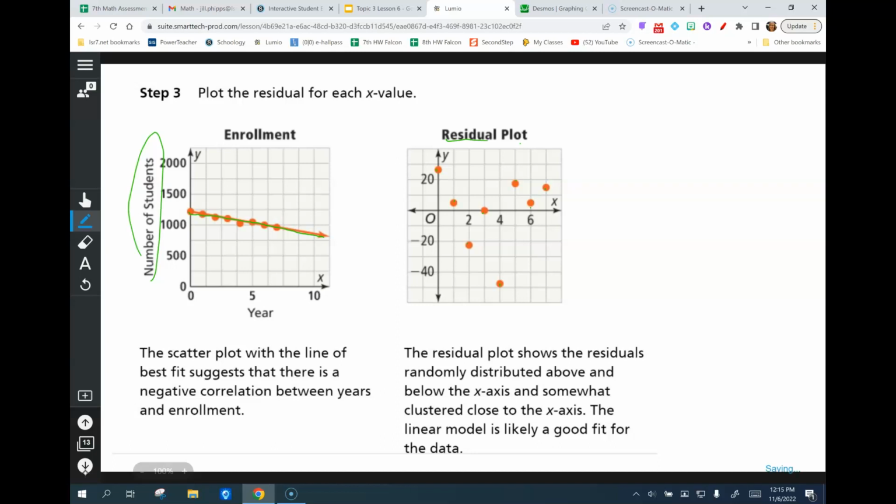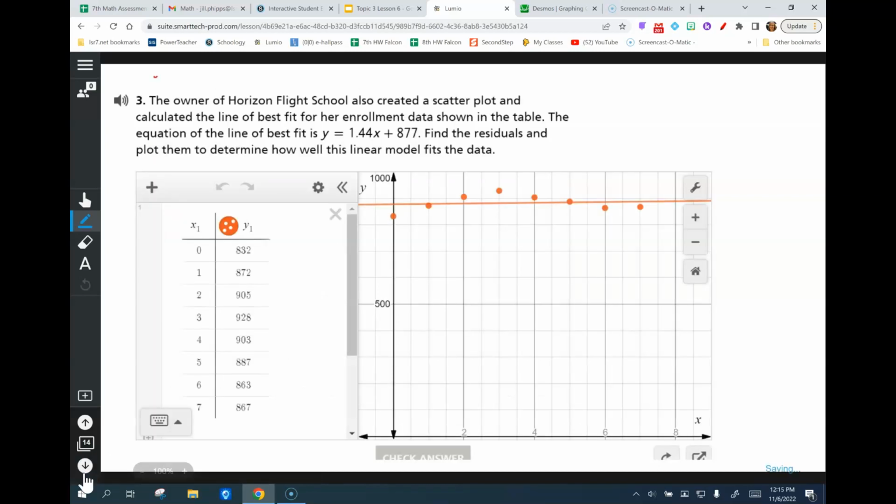Now, the scatter plot with the line of best fit suggests there's a negative correlation. Yes, the residual plot is randomly distributed above and below and close. So the linear model is a good fit. That shows that. But we don't talk about the correlation of a residual plot. That's just not what a residual plot does. Okay, but we will use that.